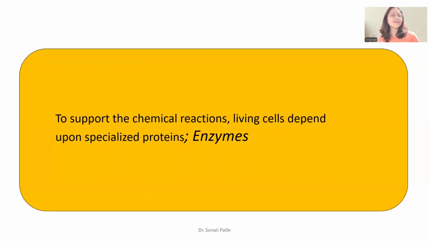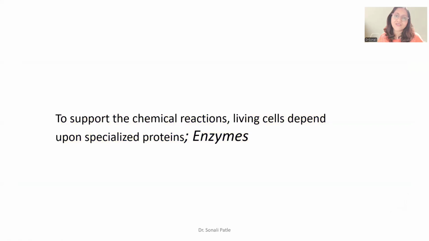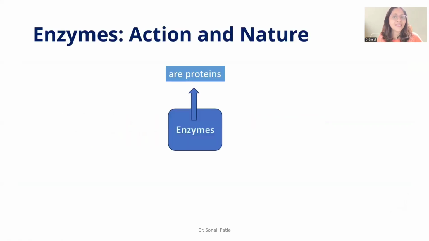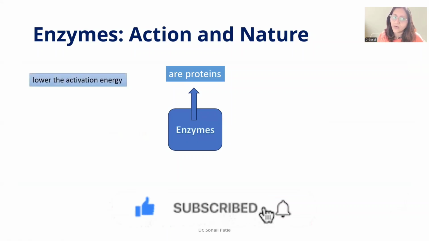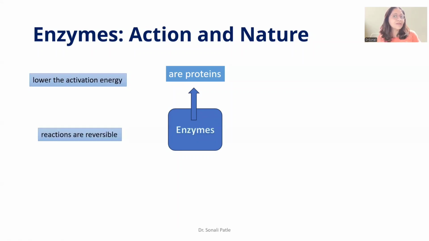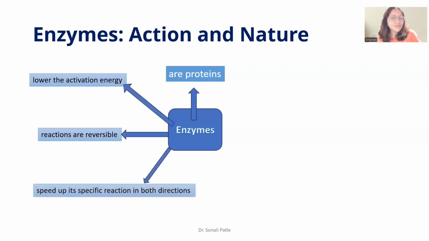To support all the chemical reactions which take place inside the living system, cells require specialized proteins called enzymes. Chemically, enzymes are proteins. We know that proteins are made up of amino acids. They lower the activation energy. The reactions which involve enzymes are generally reversible, and they speed up the specific reaction in both directions since the reactions are reversible.